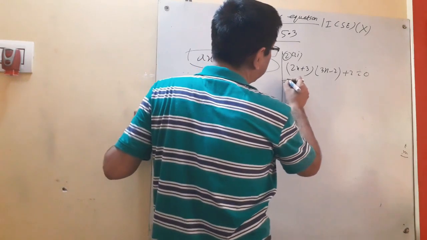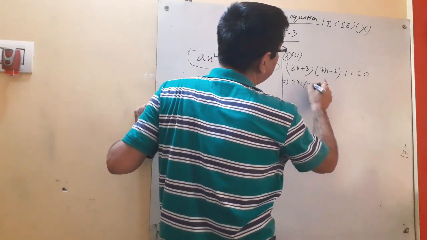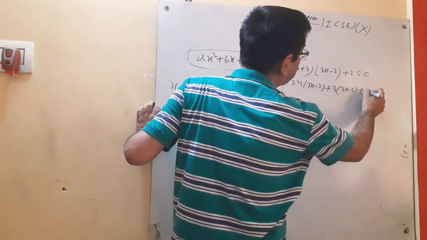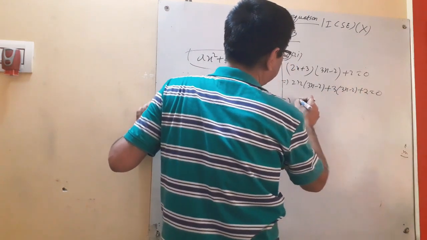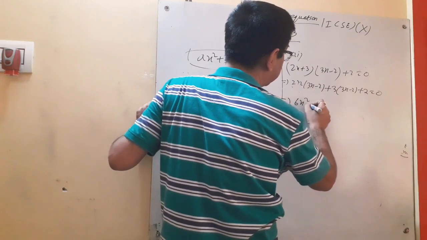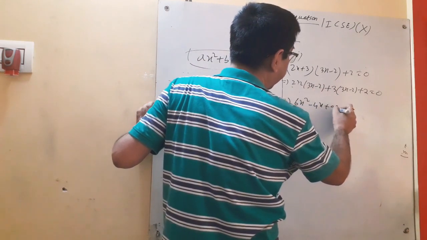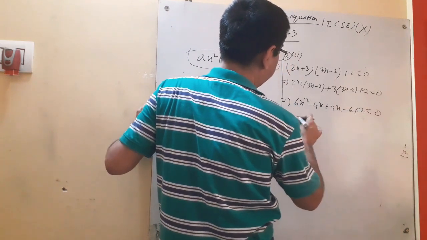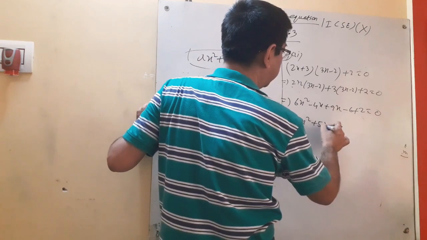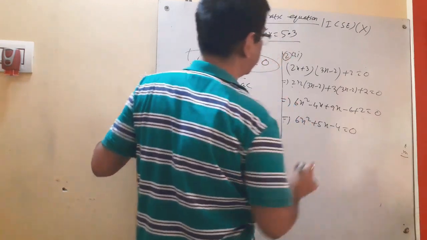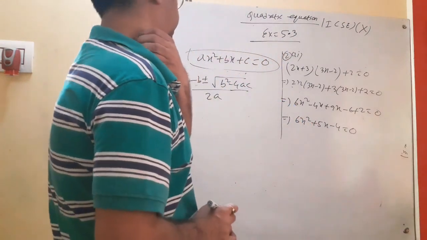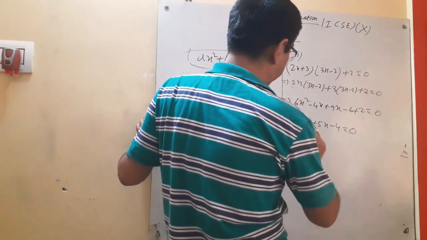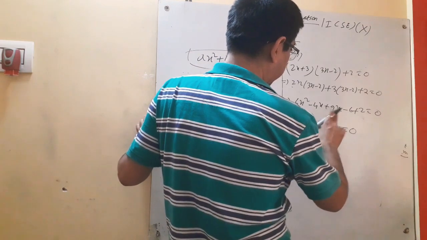So multiply this one: 2x into 3x minus 2 plus 3 into 3x minus 2 plus 2 equal to 0. So this is 2 into 3, 6x square minus 4x plus 9x minus 6 plus 2 equal to 0. Write 6x square plus 5x minus 4 equal to 0.